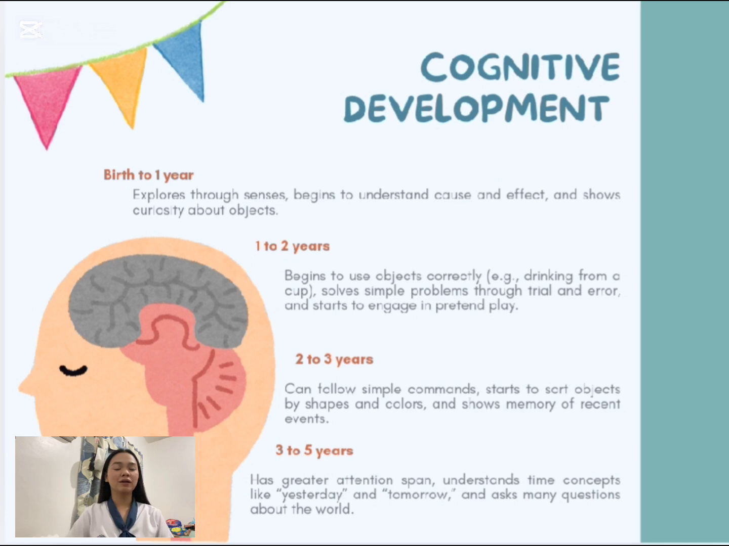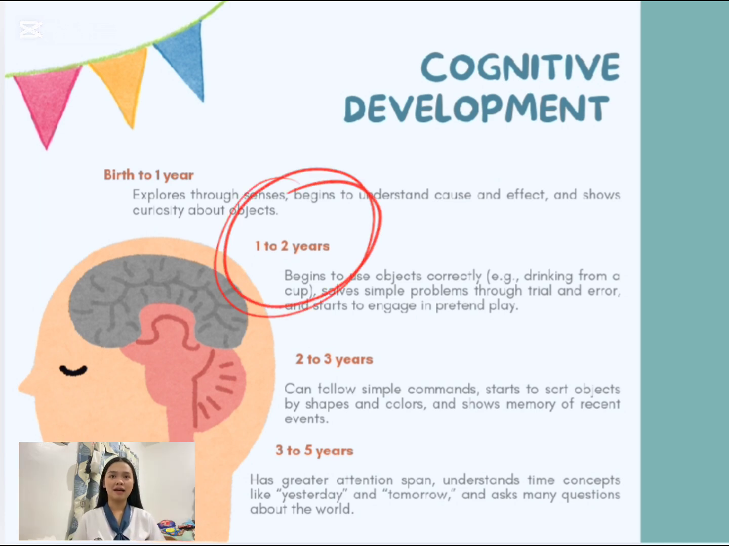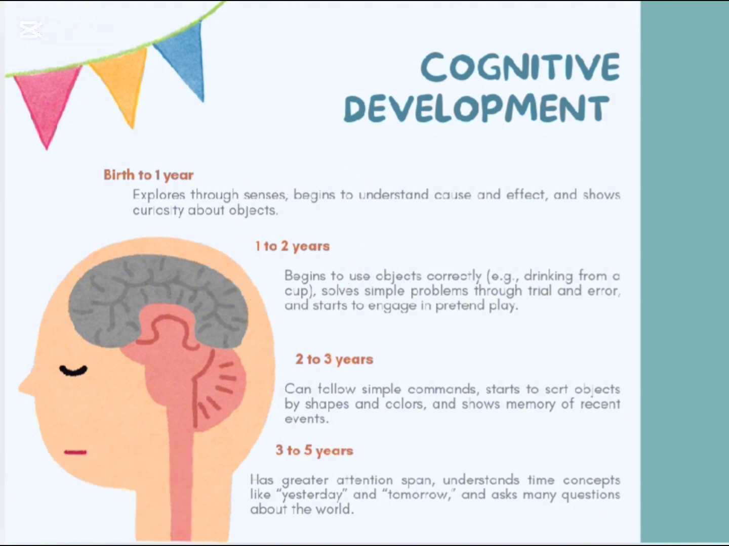Next is about cognitive development. In the first year of life, cognitive development is closely tied to sensory exploration, in which babies primarily explore their surroundings through the senses such as touching, tasting, seeing, and hearing. And also they begin to understand cause and effect, and the infant shows curiosity about objects, often reaching for and manipulating them to learn about their properties.